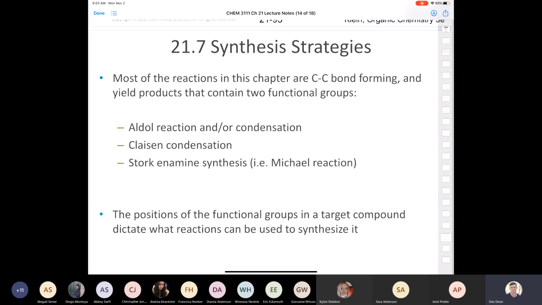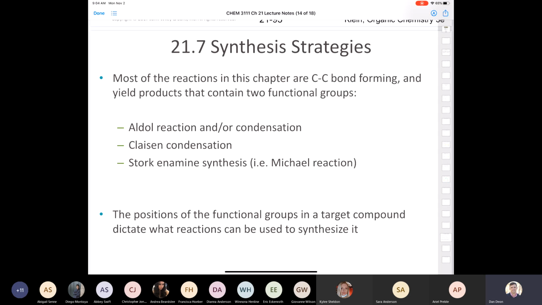We looked at the aldol reaction and aldol condensation. So an aldol reaction gives you a beta hydroxy aldehyde or ketone, and an aldol condensation gives you an alpha beta unsaturated aldehyde or ketone. Claisen condensation is where we react two esters together, the Stork enamine synthesis, and we looked at the Michael reaction. We looked at the malonic ester synthesis, the acetoacetic ester synthesis. The positions of those functional groups in a target compound dictate what reactions can be used to synthesize it.